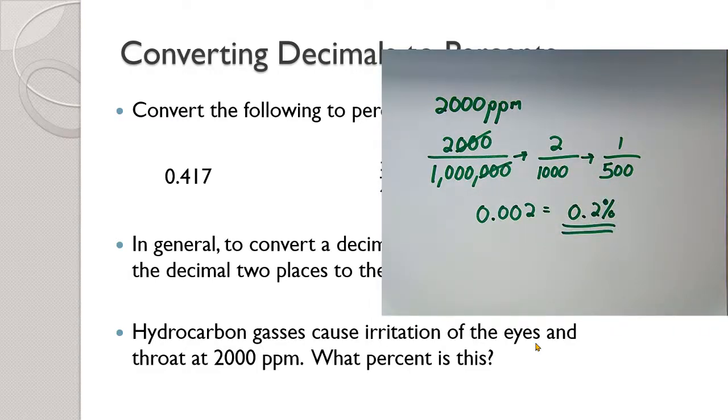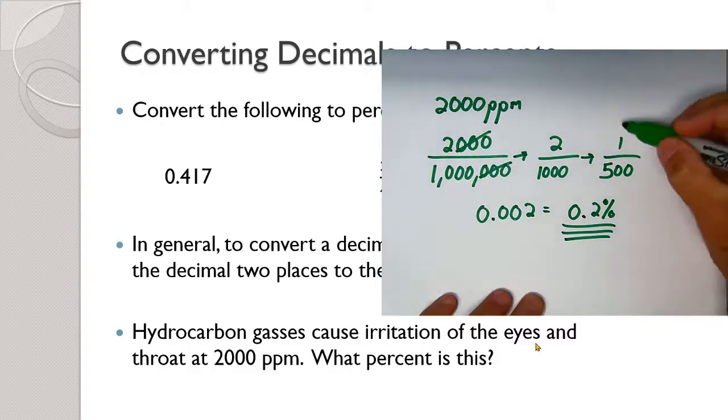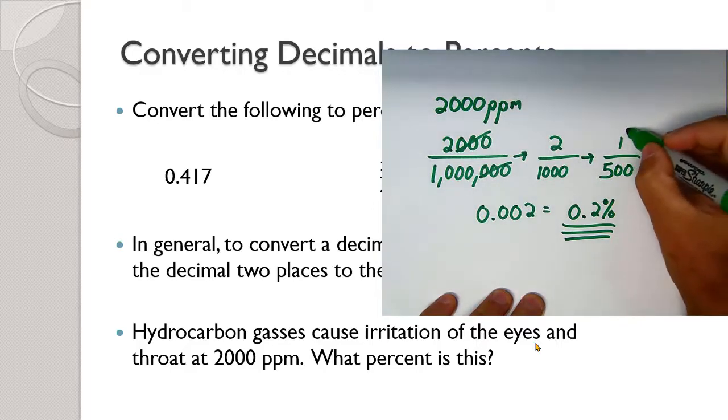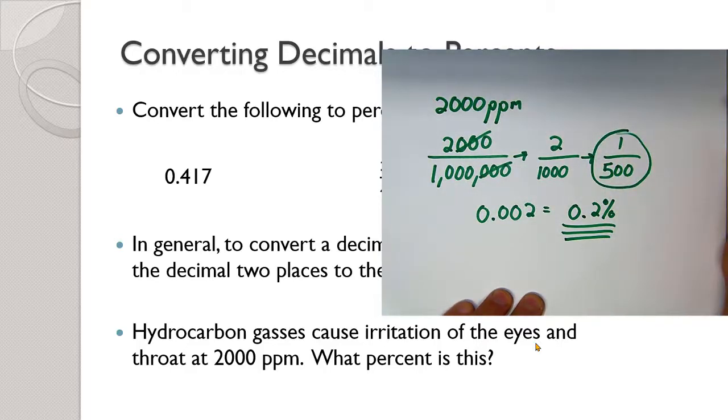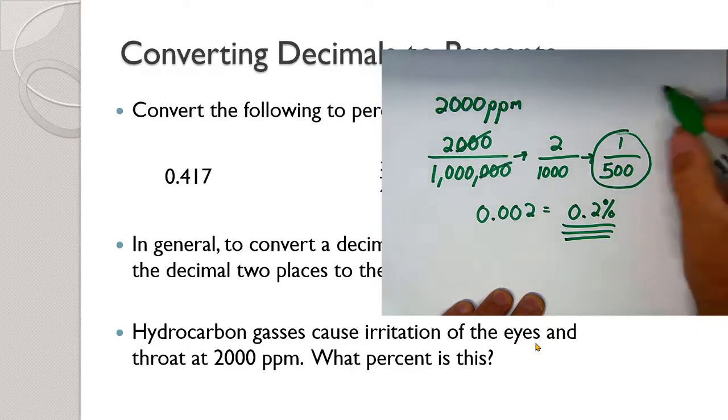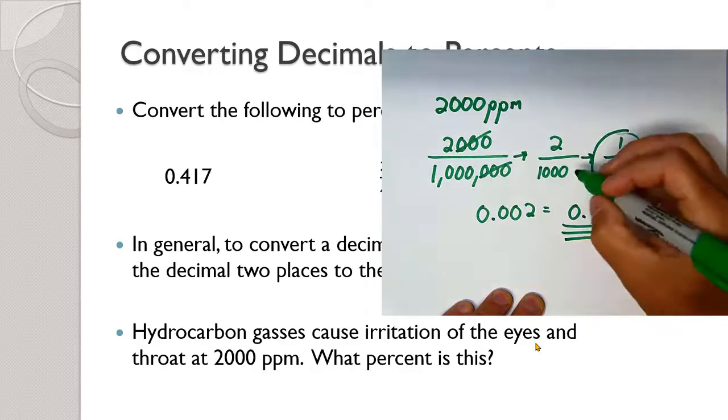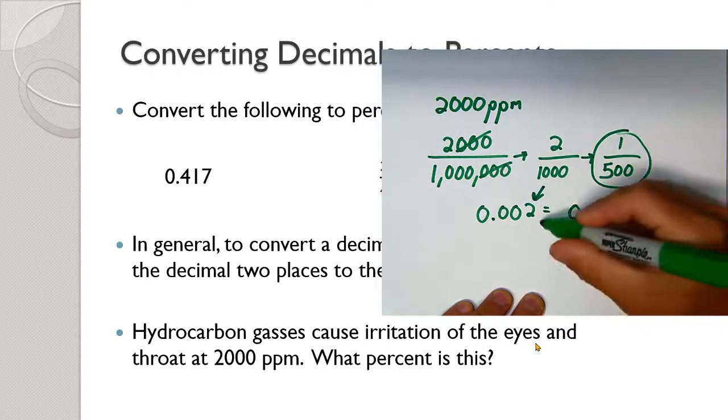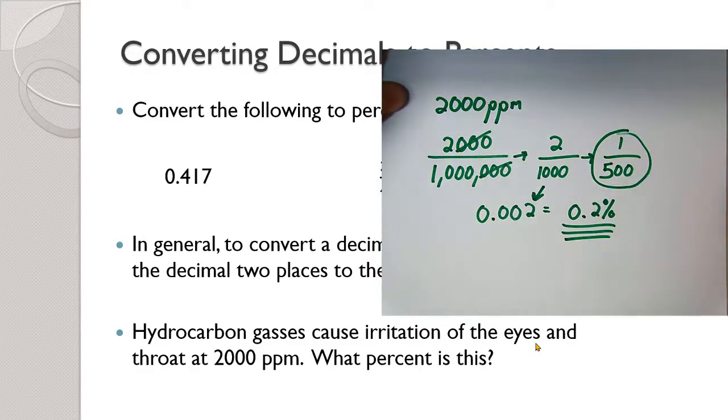And so 2,000 parts per million in the end is the same as 0.2%. I want to note that we didn't have to get the fraction there. I was just showing that we could reduce that down to 1 out of 500. What really matters is that 2,000 parts per million is 2 out of 1,000, or 2 thousandths, which is 0.2%.